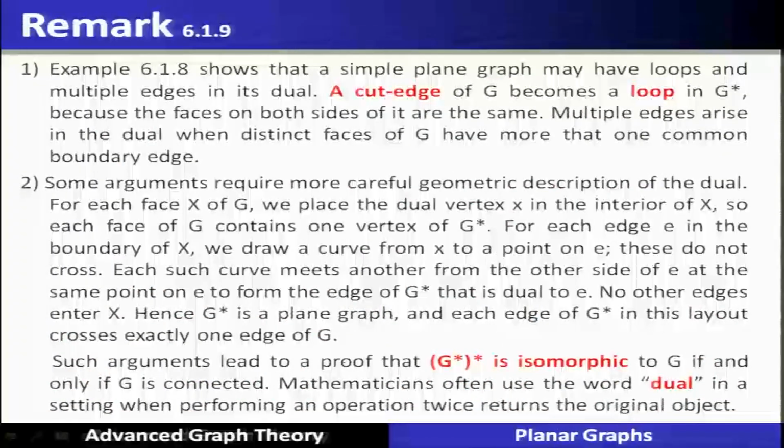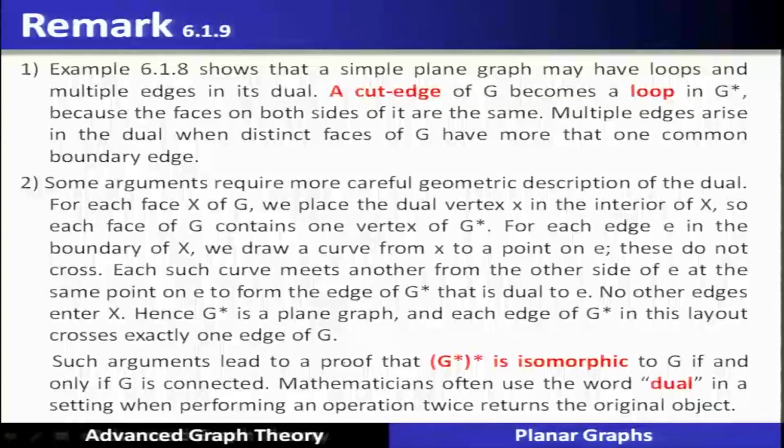So, the example shows that a simple plane graph may have loops and multiple edges in its dual. The cut edge of G becomes a loop in its dual graph because the faces on both sides of it are the same. Multiple edges arise in the dual graph when distinct faces of G have more than one common boundary edge. Some arguments require a more careful geometric description of the dual. For each face x of G, we place a dual vertex of x in the interior. So, each face of G contains one vertex and so on.